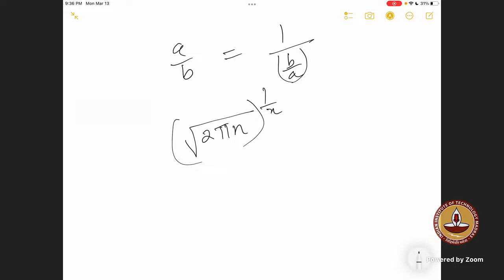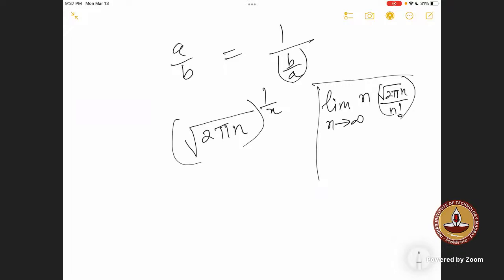Yeah. So it is like this. See, the formula is, let me write the formula. So what is the formula? The formula is limit n tends to infinity, nth root of (2 pi n) by n factorial, whole power 1 by n. Okay, is that clear?